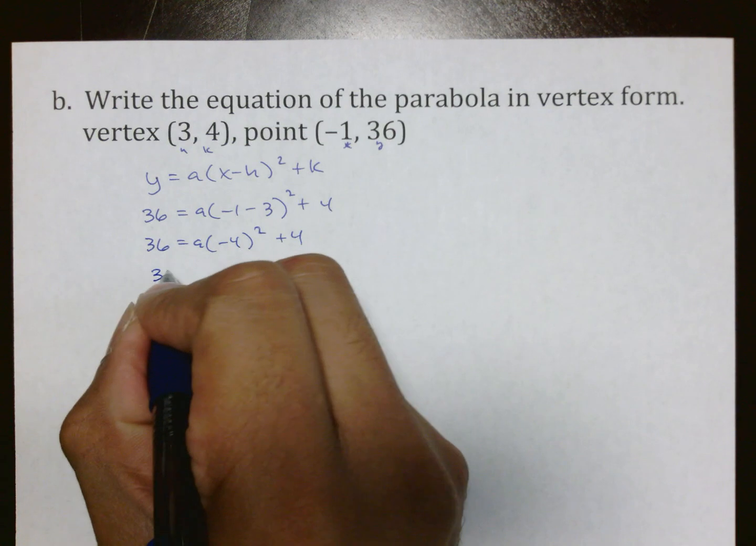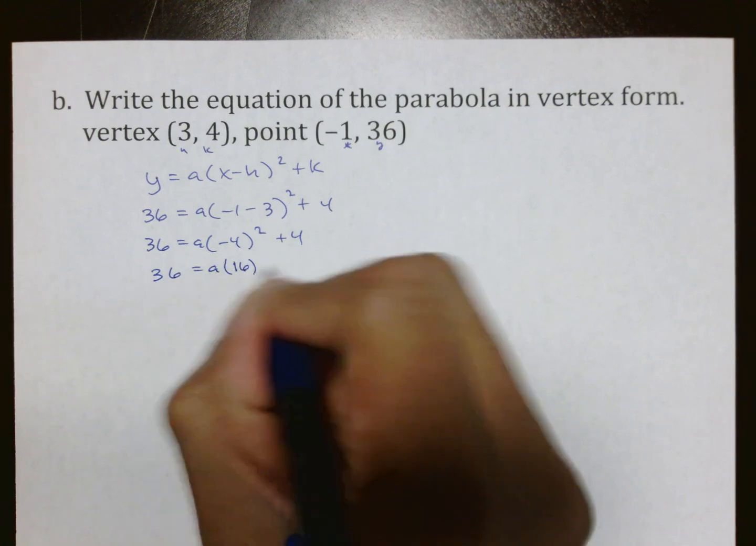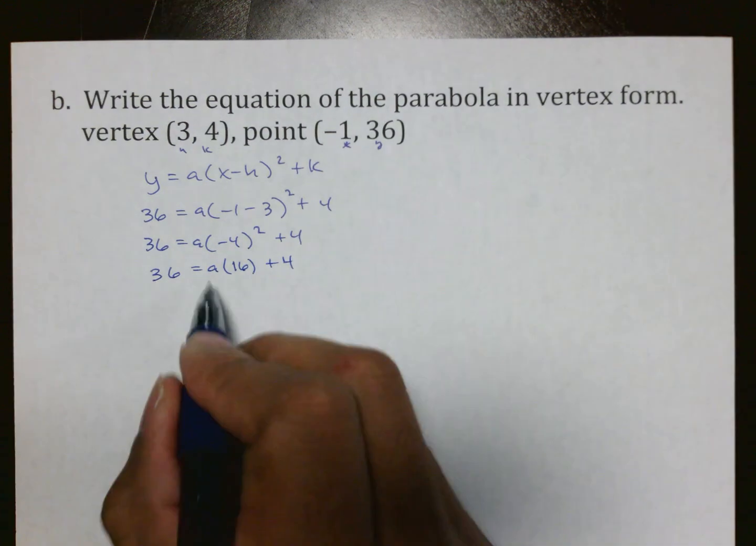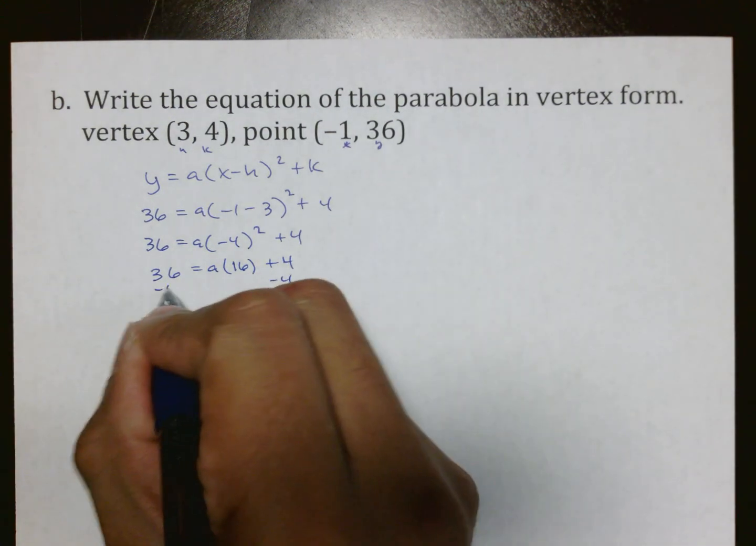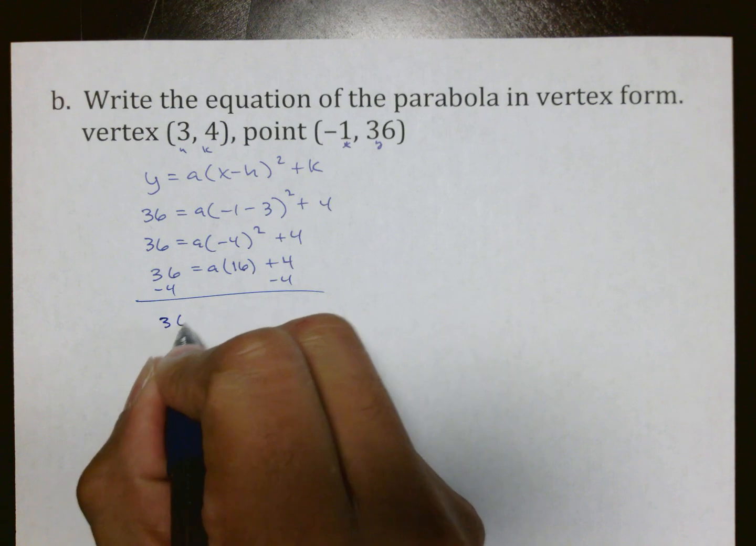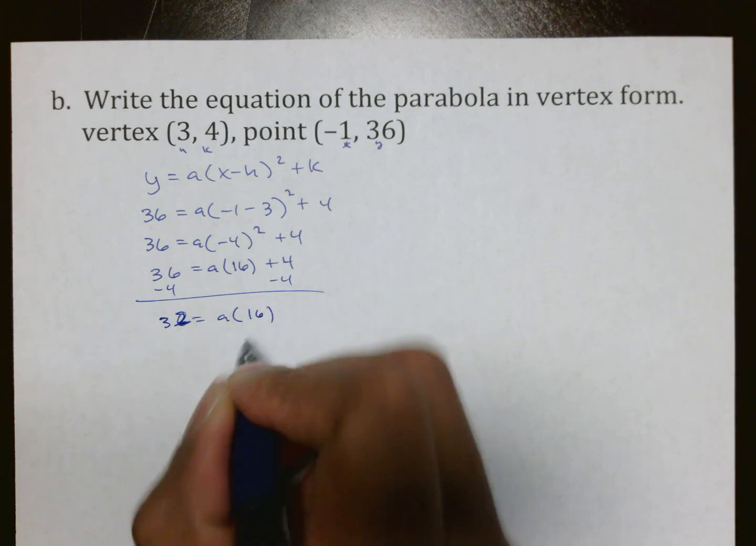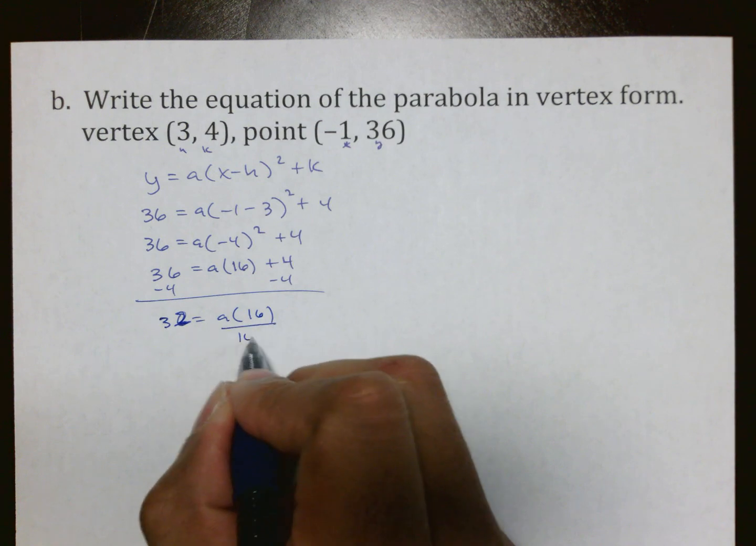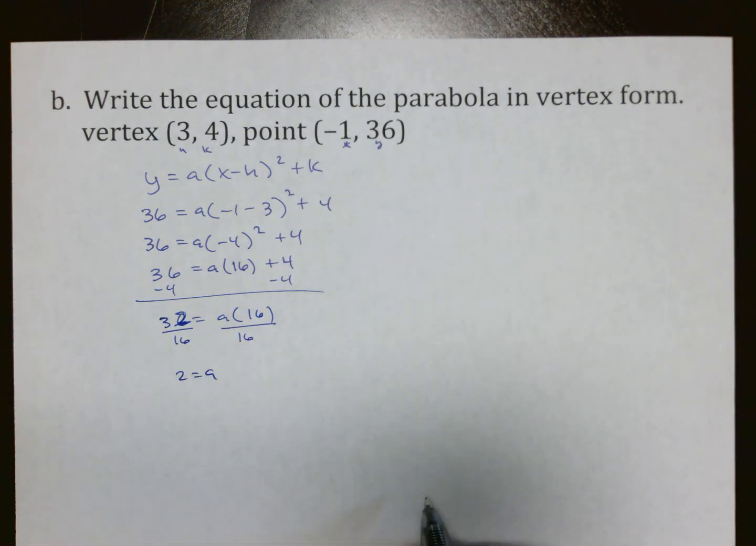Simplify again, which would be our square. That's order of operations, of course. 36 equals a times 16 plus 4. I'm not even going to worry about it because I think our algebra is good enough. Instead, I'm going to go ahead and move the 4, and I get 32 equals a times 16. If this is a times 16, we of course would divide by 16 to get our a alone, which means that our a is 2.